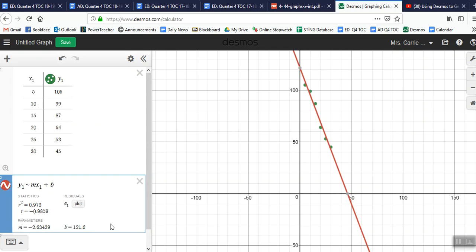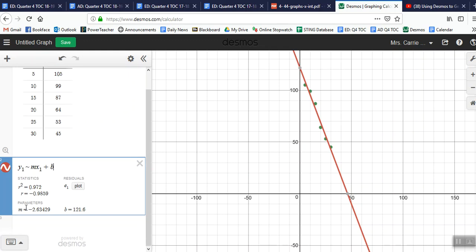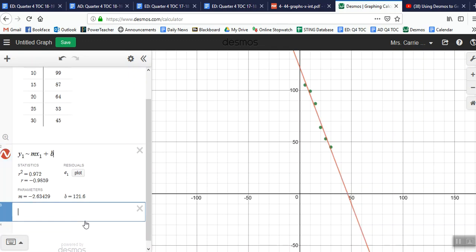So what this means, this y equals mx plus b, the information that we want here is down here at the bottom. So the parameters, m is this decimal here, and b is this decimal here. And I would probably tell you what to round to. Remember, this is an estimate. So on your paper, I told you to round to the tenths place.